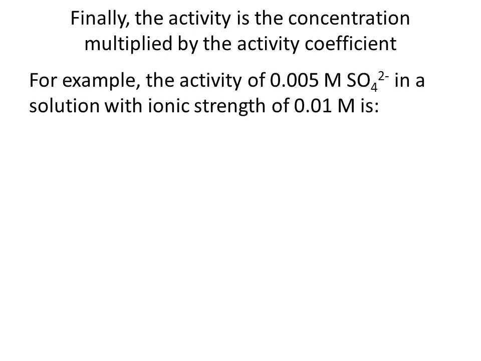Finally, if we are to determine the activity of a species in solution, the activity is the concentration multiplied by the activity coefficient. For example, the activity of 0.005 molar sulfate ion in a solution with ionic strength of 0.01 molar is found by multiplying the concentration of sulfate ion times the activity coefficient of sulfate ion.